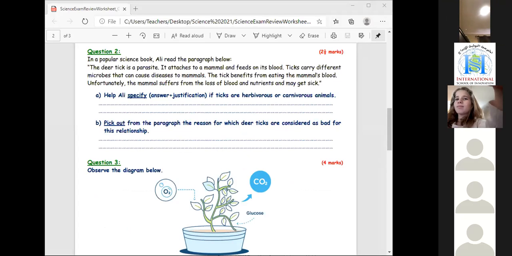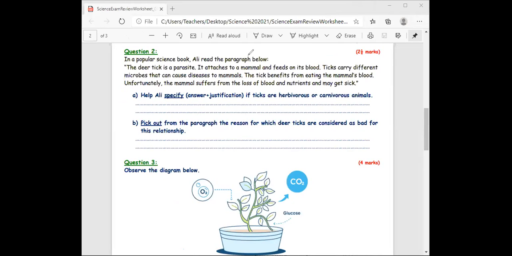It attaches to a mammal and feeds on its blood. Ticks carry different microbes that can cause diseases to mammals. The tick benefits from eating the mammal's blood. Unfortunately, the mammal suffers from the loss of blood. The mammal loses blood and may get sick from the microbes that the deer tick is carrying. Specify, you have to tell why.